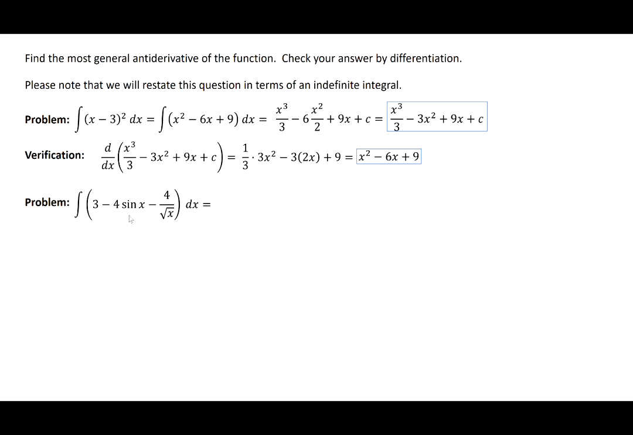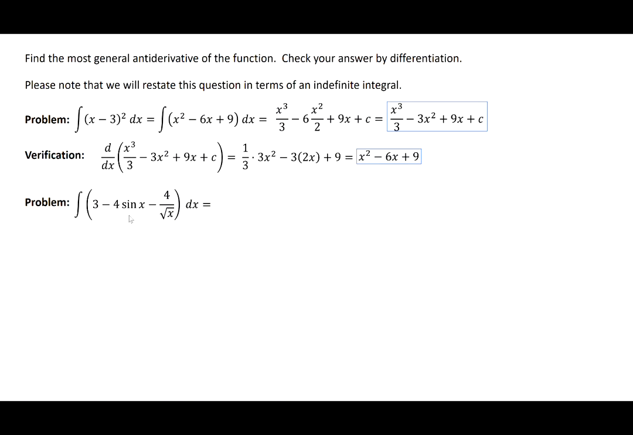4 over square root of x? Yikes. Well, should we be worried about that 4 multiplying? Nah, that can be pulled outside. That's a constant multiple. So apparently we need to know what the integral of 1 over square root of x is. Okay, 1 over square root of x, what is the integral of that? Well, think of it as x to the negative 1/2.